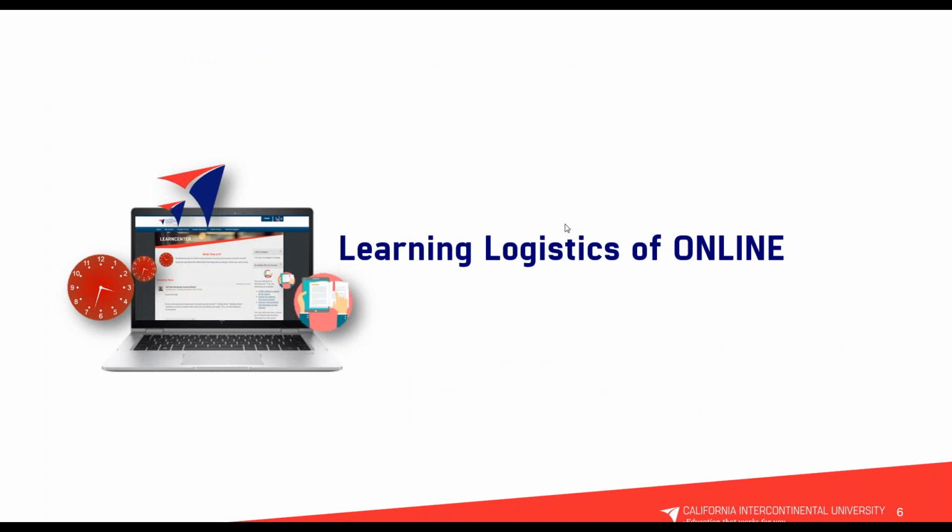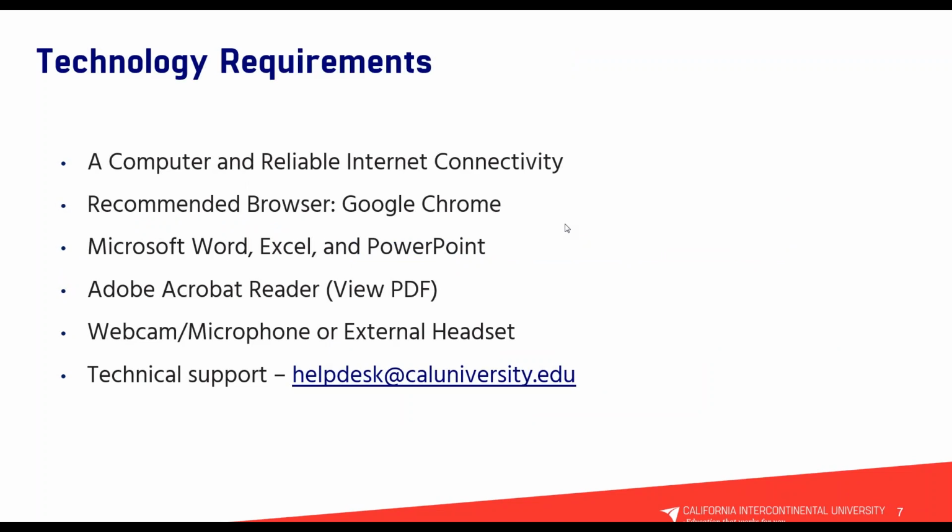Let's start our orientation with learning the logistics of online technology requirements. To be successful in this online program, of course, we need to ensure that we have a computer and reliable internet connection. The recommended browser is Google Chrome. Students will be required to utilize Microsoft Word, Excel, and PowerPoint. So ensure that you do have Microsoft Office downloaded on your computer.